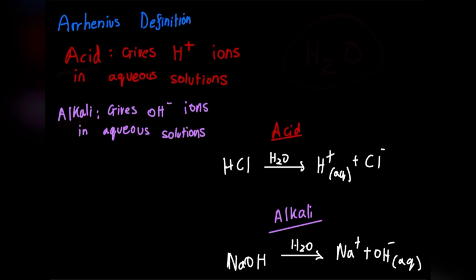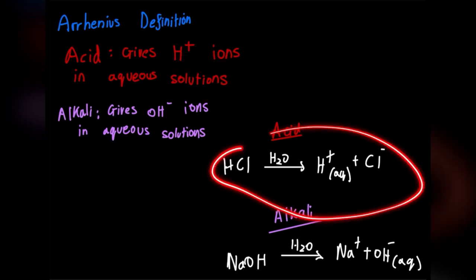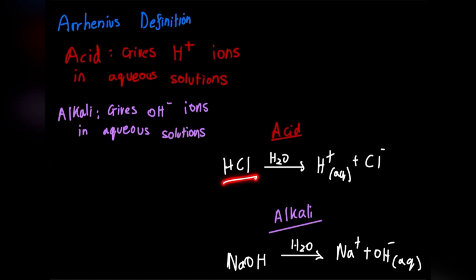So we can just look at the behavior with acids, which give H+ ions in an aqueous solution. What that means is, as you can see in the equation here, when we have HCl, which is an acid, in an aqueous solution, so within H2O, it separates or dissociates into H+ and Cl-.